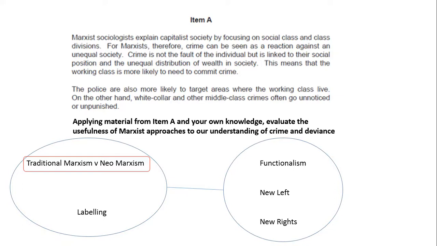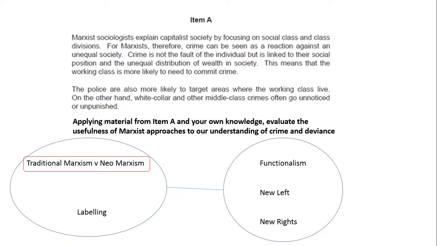Applying material from item A and your own knowledge, evaluate the usefulness of Marxist approaches to our understanding of crime and deviance. So, once again, note the word approaches, plural. Okay, so it's not just Marxist standard theory, it's Marxist approaches, plural. Now, what this means for you is that you can have a bit of traditional Marxism and a bit of Neo Marxism in. So, if you think about traditional Marxism, you could talk about Chambliss and you could talk about Althusser, who are in your notes. For Neo Marxism, you might talk about Hall, you might talk about Pearson, you might talk about Young et al.